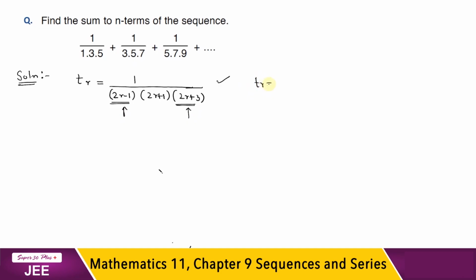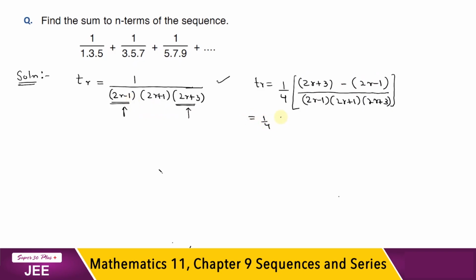So Tr becomes (2r plus 3) minus (2r minus 1). But their difference comes out to be 4. So in order to balance the equation, we have a 4 in the denominator as well. In the denominator, we are going to get (2r minus 1)(2r plus 1)(2r plus 3). Alright students, so again we have manipulated the numerator as the difference of terms at the extremes. So this becomes equal to 1 by 4.